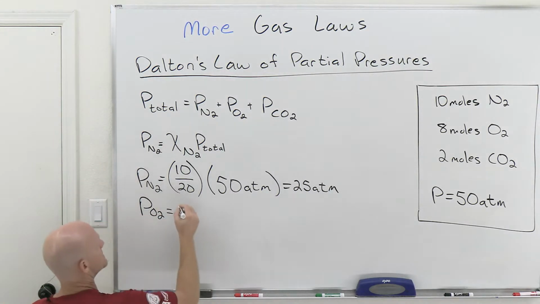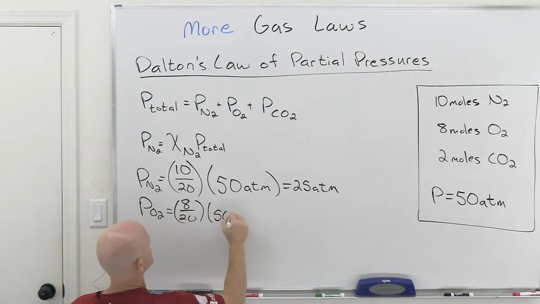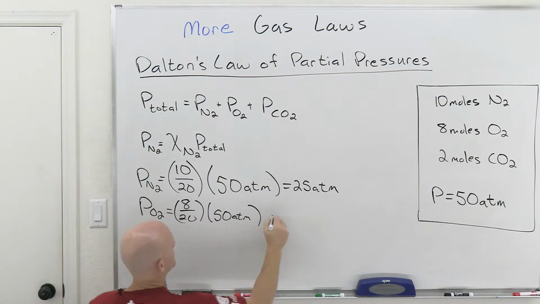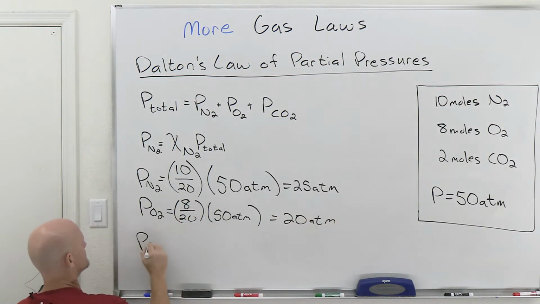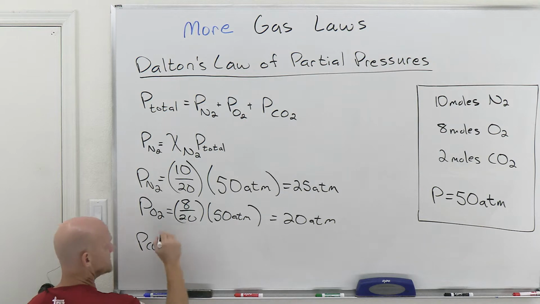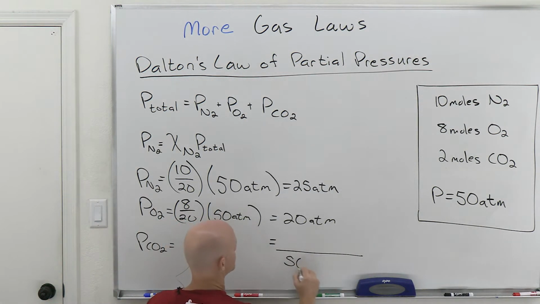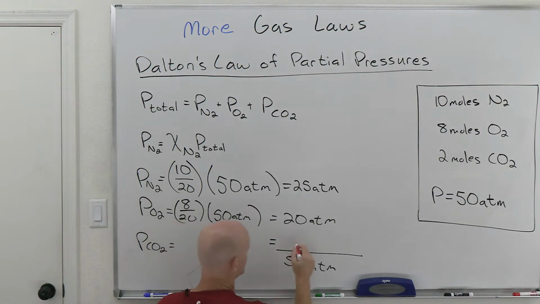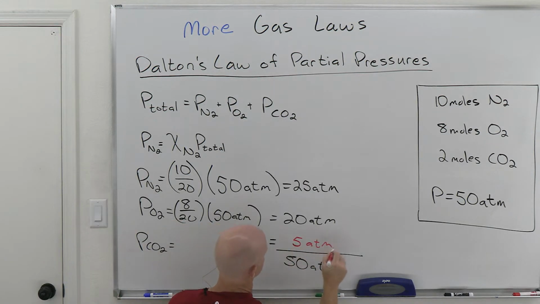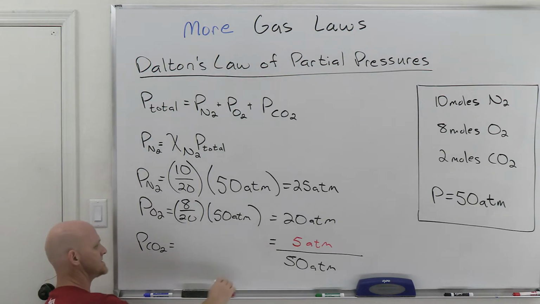All right, so in this case, O2's mole fraction is 8 out of 20 times that total pressure of 50 atmospheres. And again, that's going to come out to 20 atmospheres. And then for the partial pressure of CO2, we could do the same process, or we could just say, well, whatever it is, they all have to add up to a total of 50 atmospheres. So we could fill that in and be like, well, 25 plus 20 plus another 5 adds up to 50, so it must be 5. So the last one you can kind of deduce to get that total.